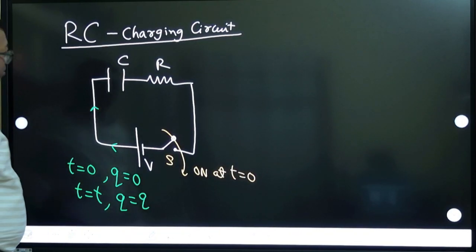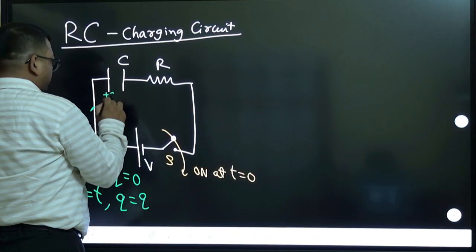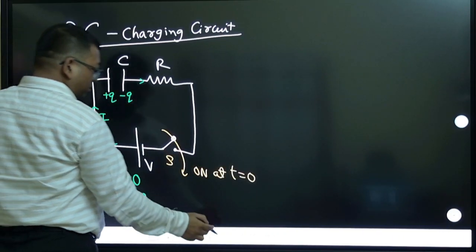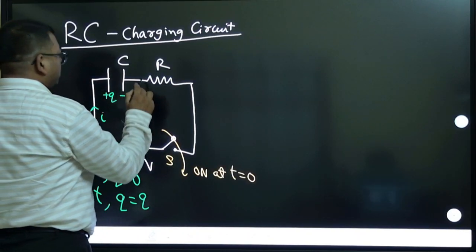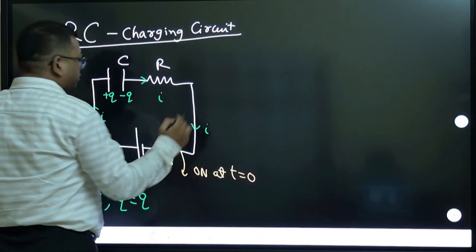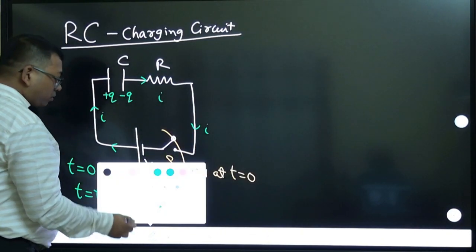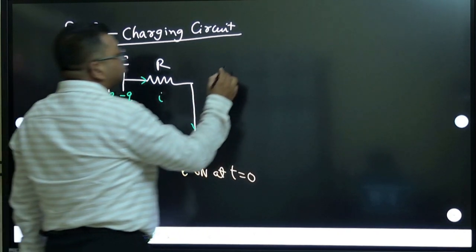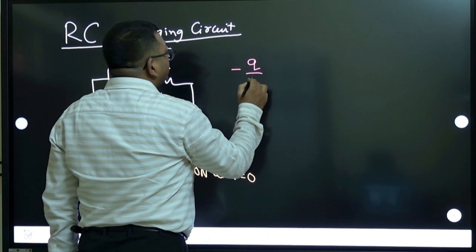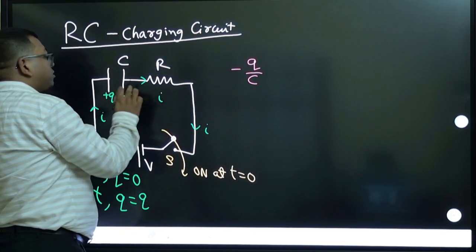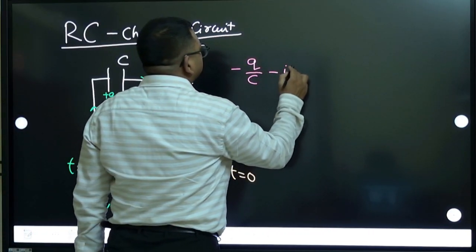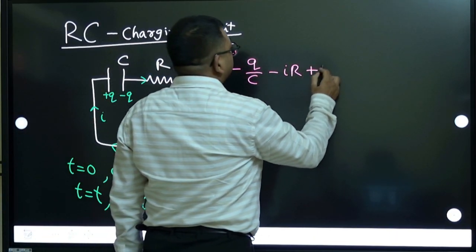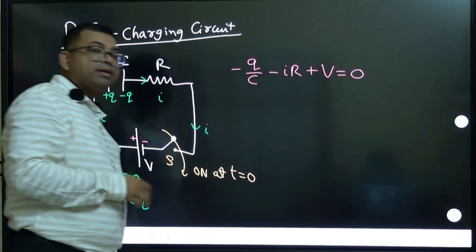So let us now apply. So here positive charge, let us say plus q, minus q, and current is going. Some current, if you want, you can write a small i. Some instantaneous current is flowing in this circuit. Now apply Kirchhoff's loop rule, KVL. So you go from here to here, change of potential is minus Q by C. In the direction of current, minus IR. Then across battery plus V is equal to 0. So this is the KVL we have applied.